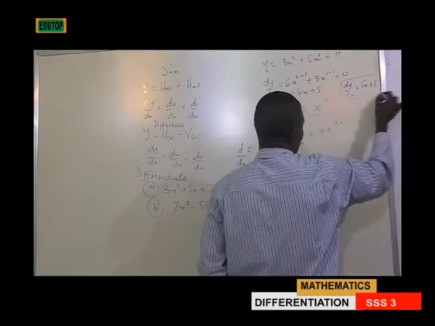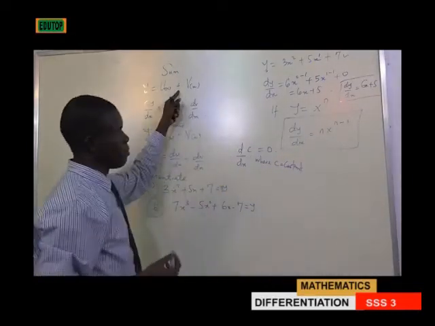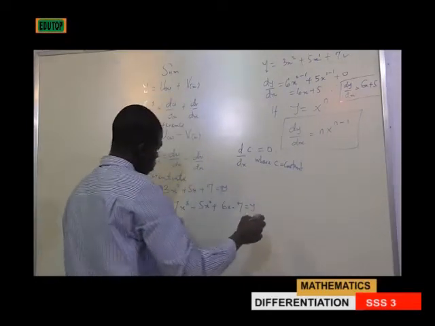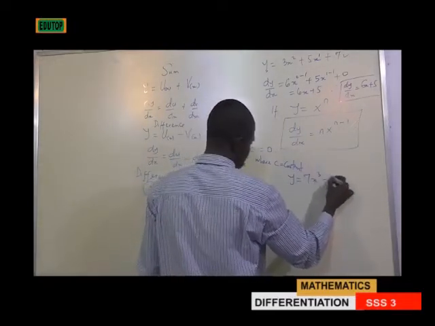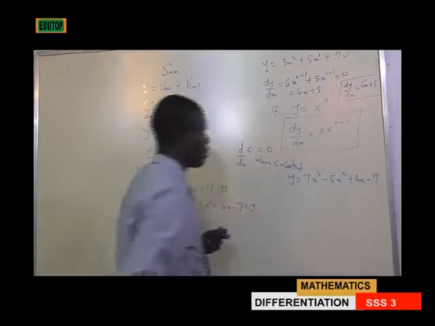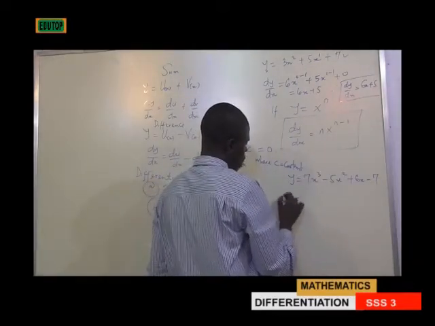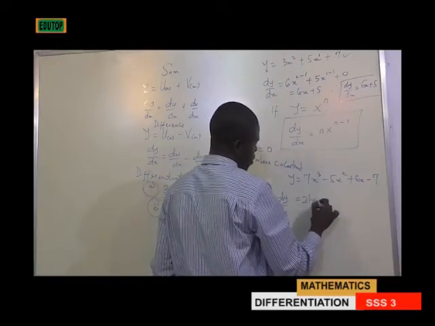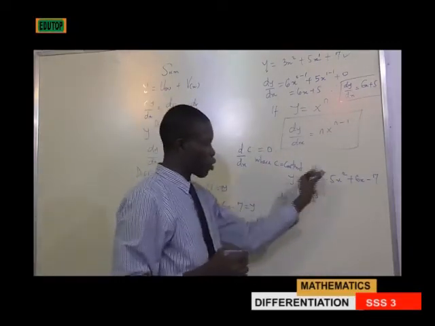And that is the answer to this first one, which is the sum. Then the second case also follows the same trend, where you have y equals 7x cubed minus 5x squared plus 6x minus 7. So 3 times 7 is 21. So dy/dx equals 3 times 7, 21, x cubed minus 1. Remember, each time you multiply, you subtract 1 from the power.